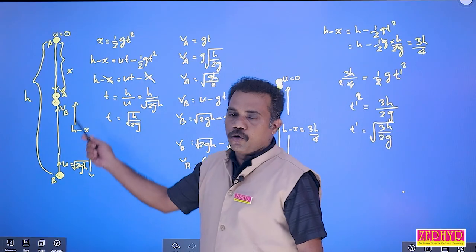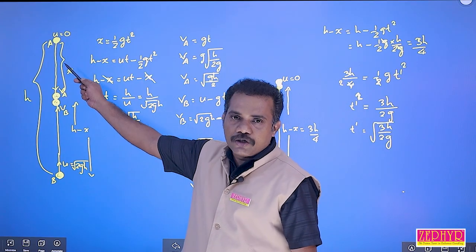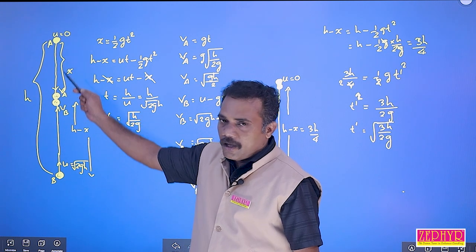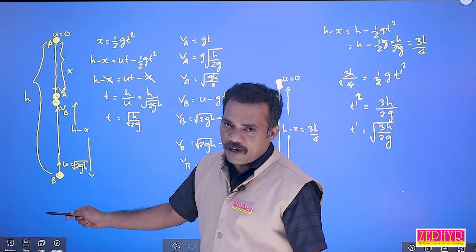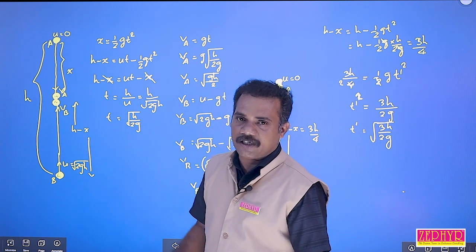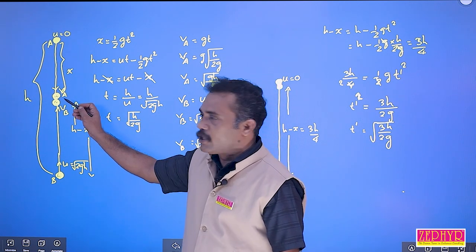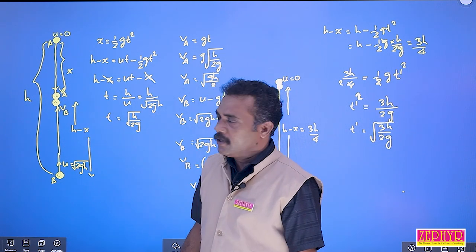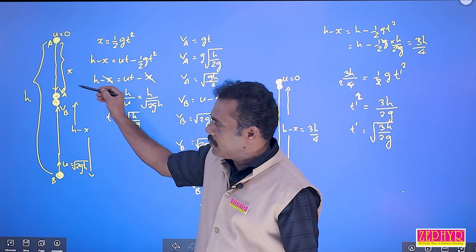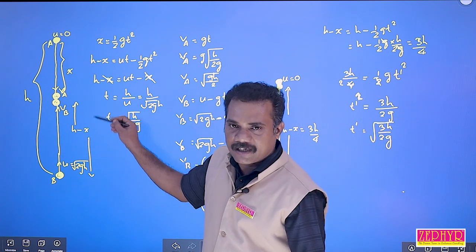Yes, there are two bodies A and B. A is dropped from rest. At the same time, B is thrown vertically upward with the speed root 2gh. They collide from this position perfectly inelastically. Let A move a distance x, then B moves a distance h minus x.